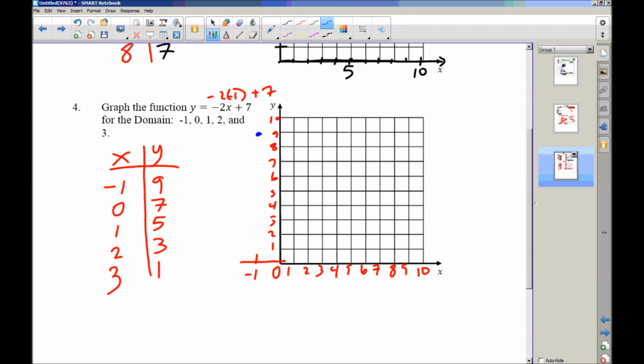Our second point is at 0, 7. And then 1, 5, 2, 3, and 3, 1. Okay. So this would be our ordered pairs all in blue here. That represents this rule over that domain.